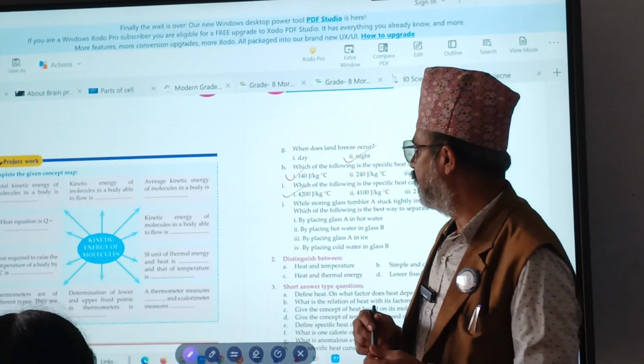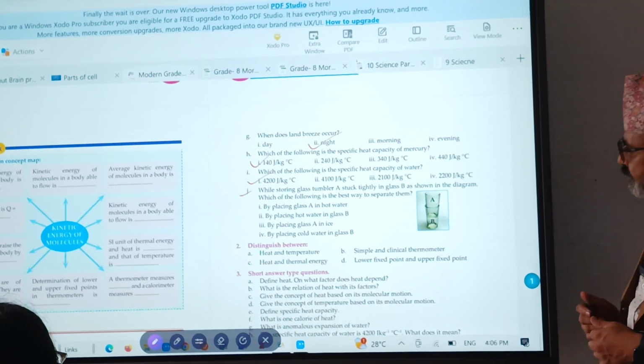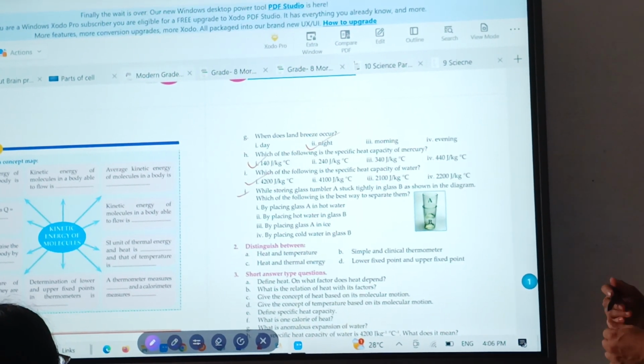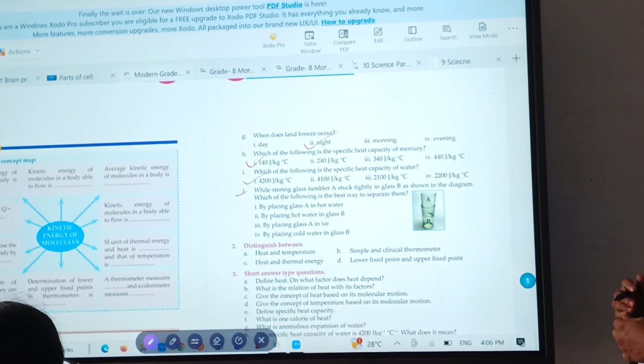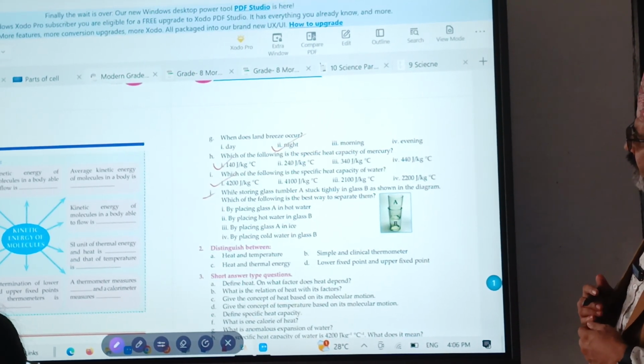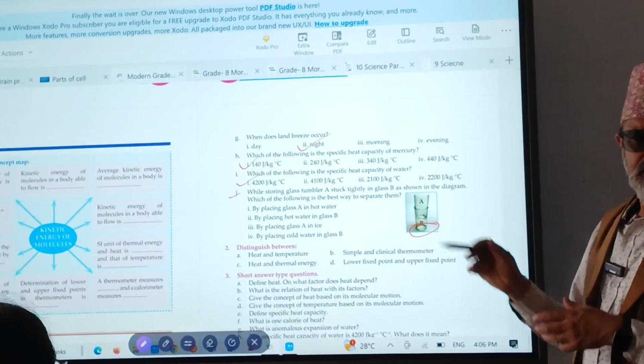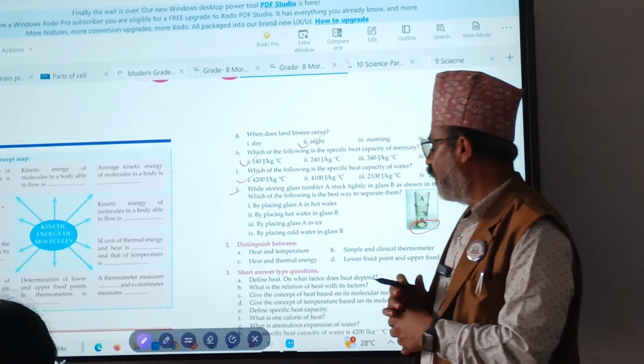Right? Okay. Number J. While the glass is stuck directly in glass B as shown in the diagram, which one is the best way to separate them? By placing hot water in glass B. I think this is okay. Then it will expand and slowly it will loosen. So these are already done.